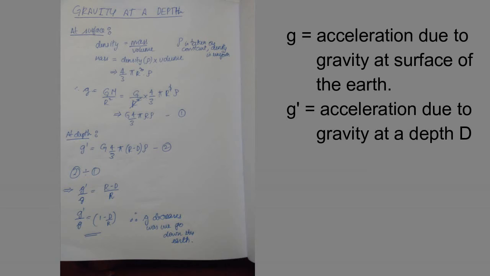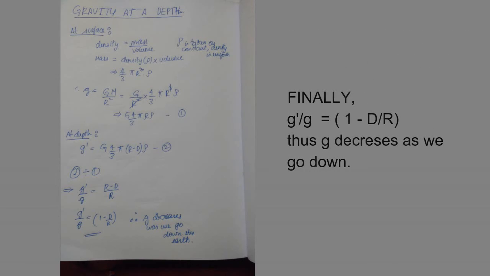Similarly, if we do the same process for gravity at a depth, we get gravity at a depth equals G multiplied by 4 by 3 multiplied by pi multiplied by (r minus d) into rho. Here r minus d suggests that the radius of the earth has decreased as it's taken at a depth. By dividing g dash by g, we get g dash by g equals 1 minus d by r. This tells us that g decreases as we go down into the earth. Well, those were the cases of acceleration due to gravity at a height h and depth.